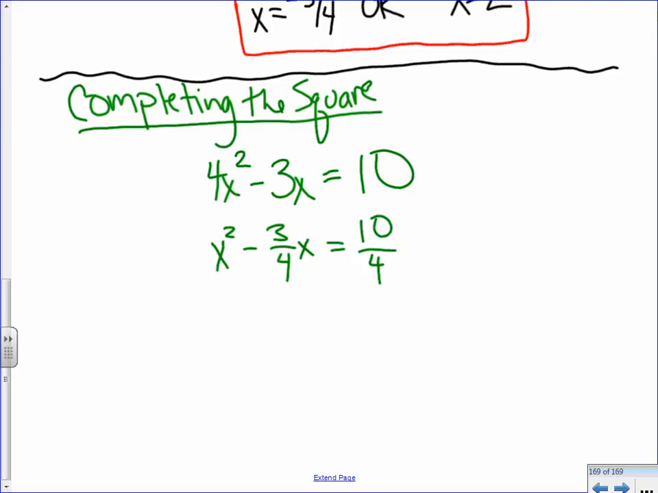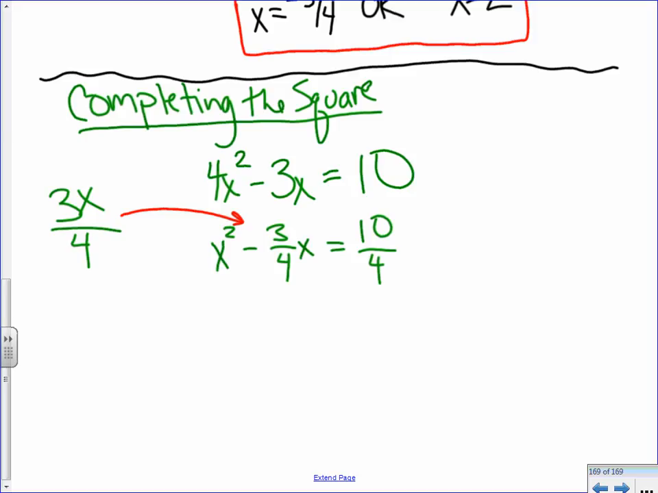Now, you are more than welcome to go ahead and simplify that 10 over 4 if you'd like. When I'm completing the square, I like to save my simplifying for later on in the problem, but there is nothing wrong with doing it right now. Okay, and another point. Instead of writing this as 3x over 4, since we really want the coefficient with the x, I think it is more helpful to write it as 3/4 in front times x. Those mean the same thing.